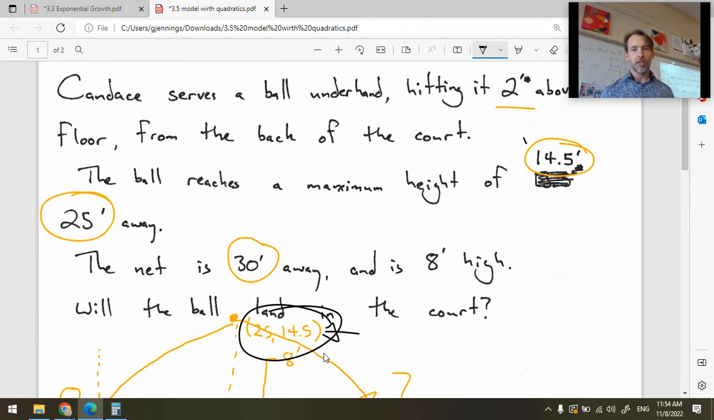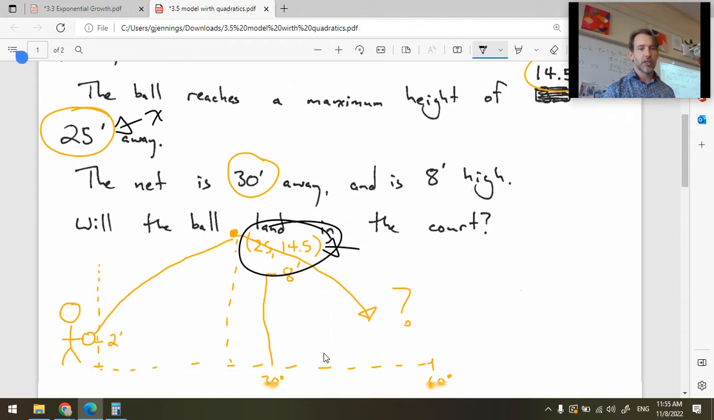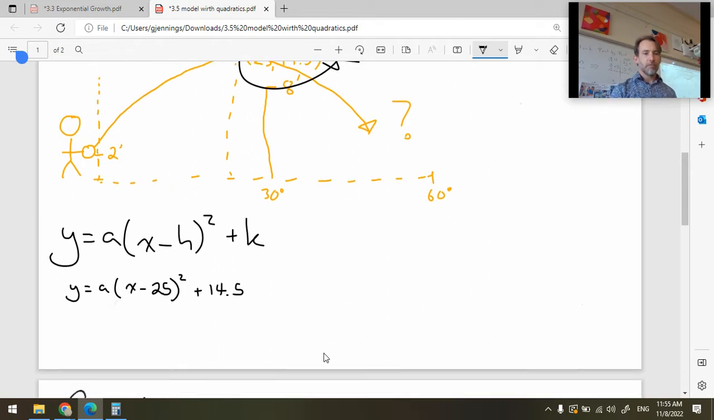We were told it was this high, this far away. So that's the x value of the vertex, that's the y value of the vertex, and then I just input it.